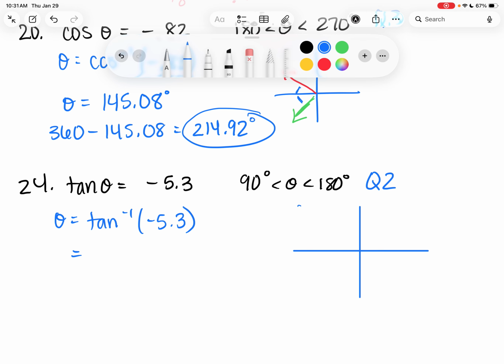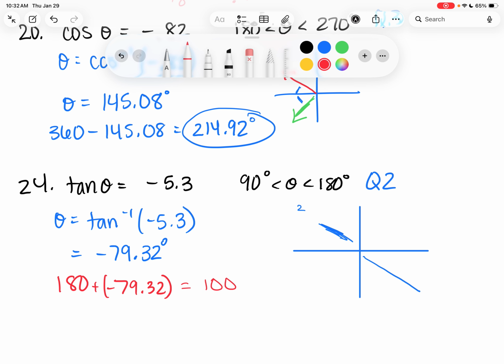So what do I need to do to get from here to up here? This one should be the easiest one we've done. Add 180. So 180 plus negative 79.32 is 100.68. I technically should say minus, but then I should say plus, since it's plus a negative number, so it gives you that value. And again, you could check that one if you were so inclined.